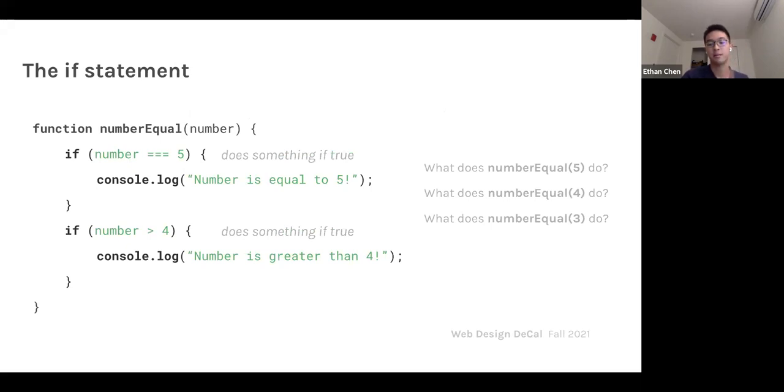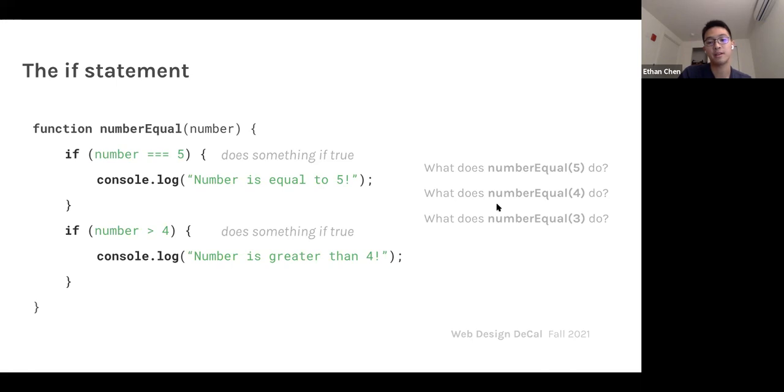So this is an example of a function with if statements. The function is going to be number equal. You're checking if the number, the variable passed into the function, is equal to a certain number. In this case, it'll go into the uppermost if statement and check: does the number equal 5? If you pass in the number 5 to the function number equal, it will evaluate to true. So the console will log numbers equal to 5.